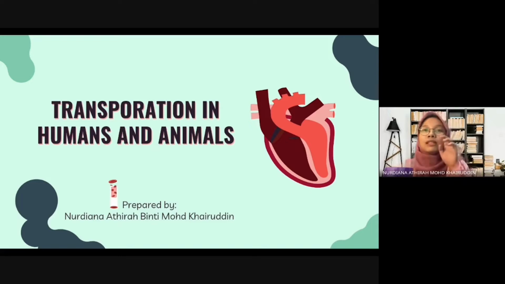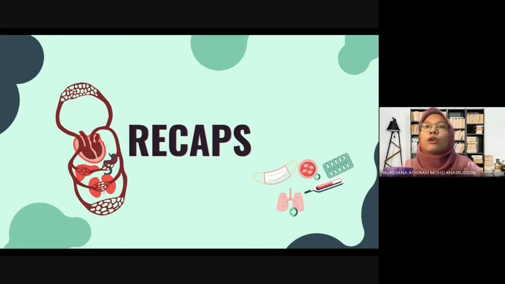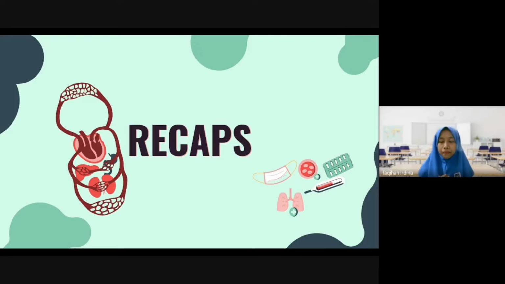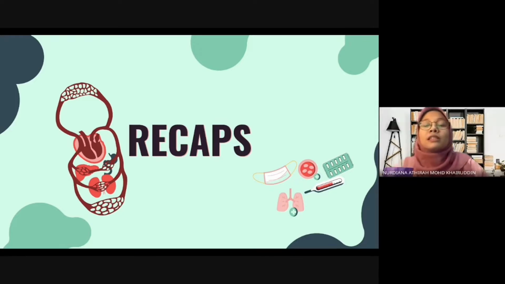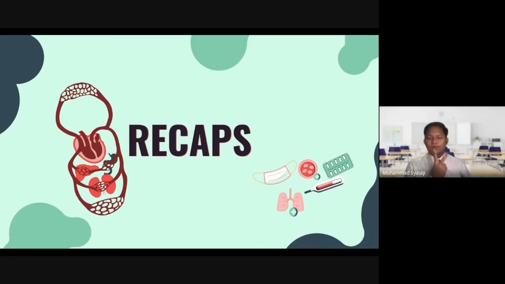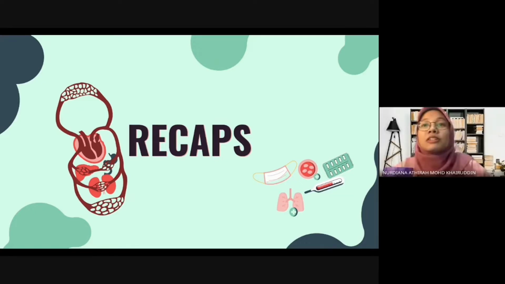So before we start, I would like to ask you what you have learned last week. Blood circulatory system. Wow, you learned about the blood circulatory system. So how many types of blood circulatory system do we have? Two, teacher. What are they? Open and closed.